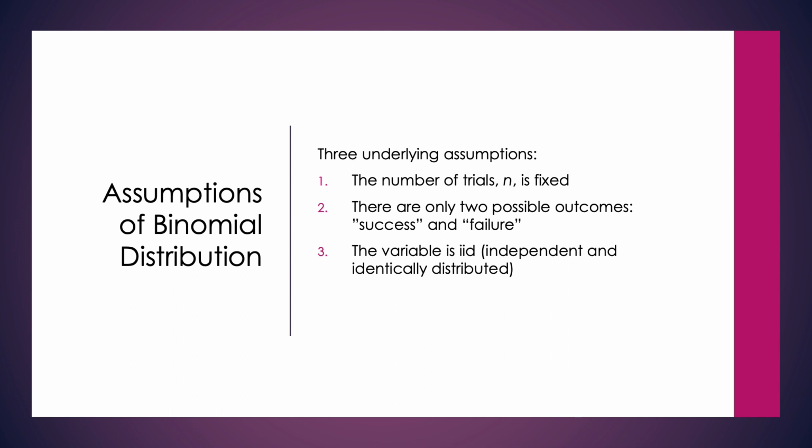Binomial distributions follow three underlying assumptions. Number one, the number of trials, n, is fixed. Two, the variables are binomial: there are only two possible outcomes, success, having it, or failure, not having it. Three, the variable is IID, independent and identically distributed.